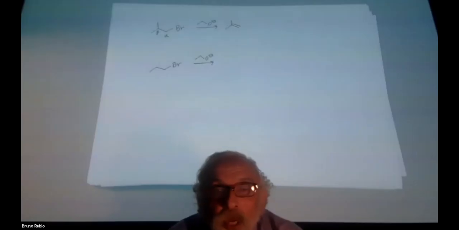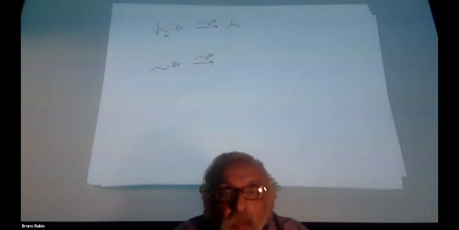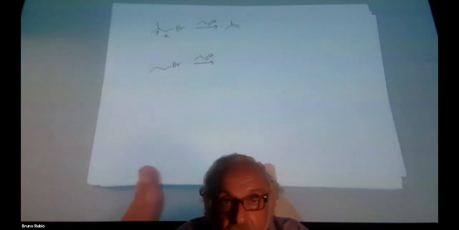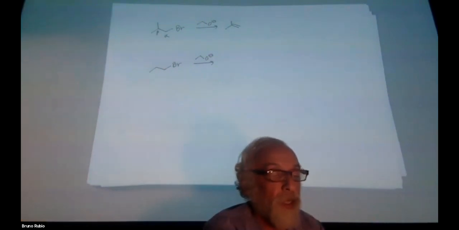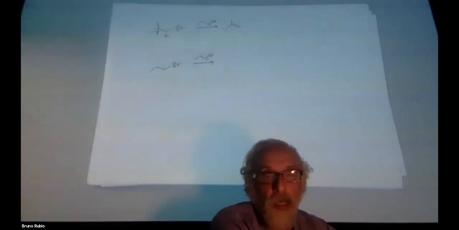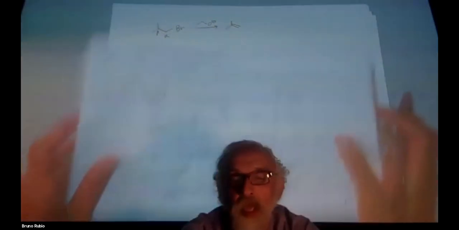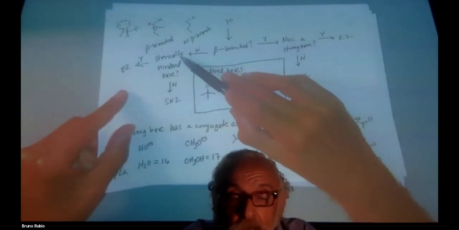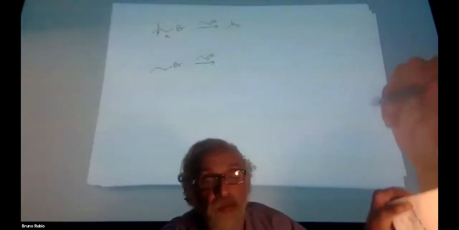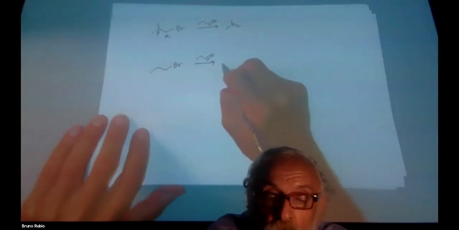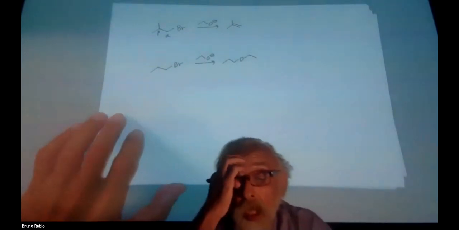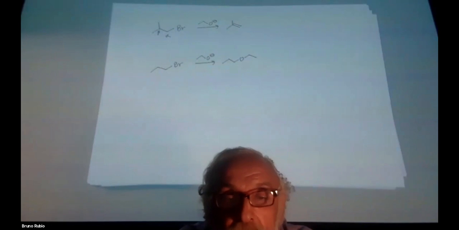Wow, so much clicking. Yeah, this is going to be substitution because it's a primary substrate. Is it beta branched? It is not. Where's my flow chart? Primary substrate, beta branch, no. Sterically hindered base, no. SN2. So here the conditions were good for substitution, and substitution is the major product.